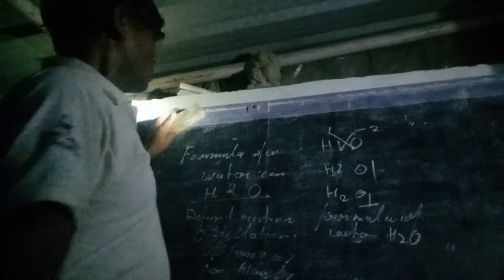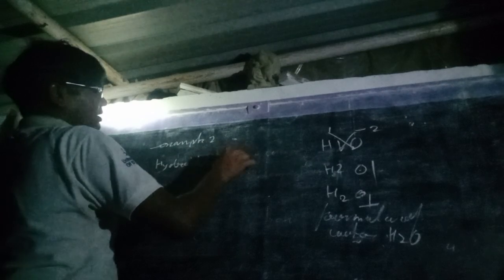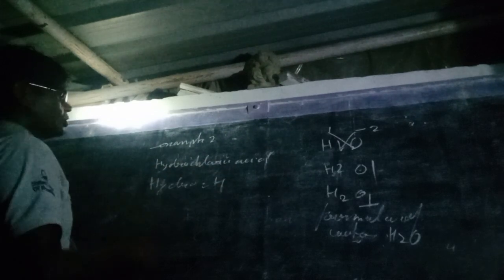Suppose that we have to write the formula of hydrochloric acid. Second example. Write the formula of hydrochloric acid. Hydro means hydrogen. Chloric means chlorine, Cl. So we will write the oxidation numbers of these elements. The oxidation number of hydrogen is +1 and chlorine is -1.